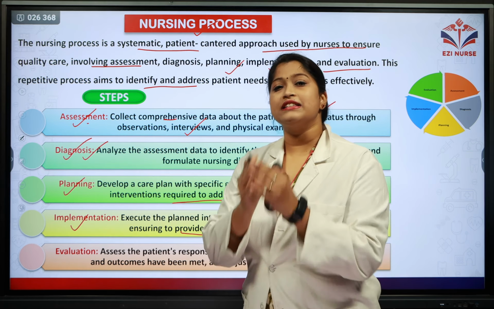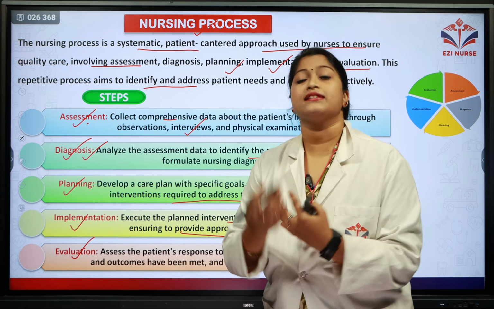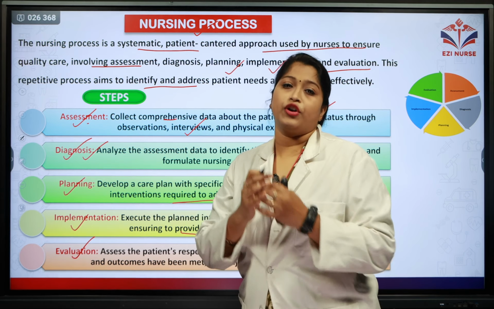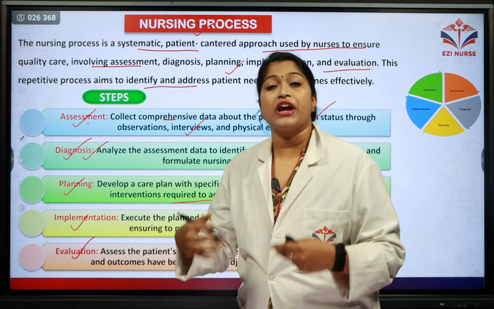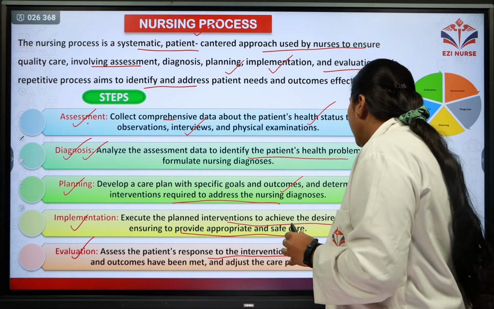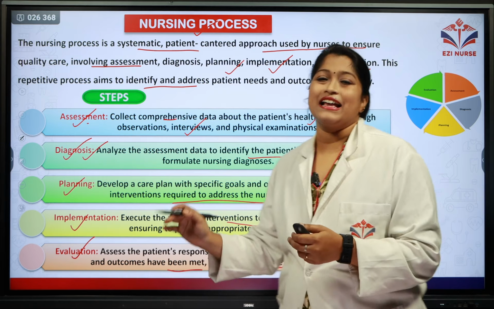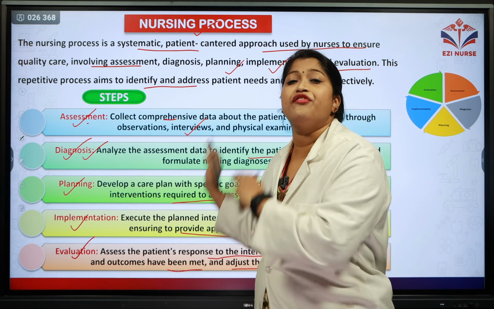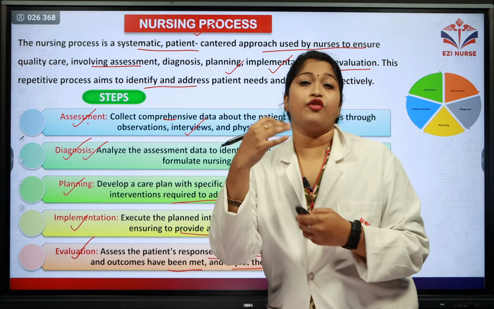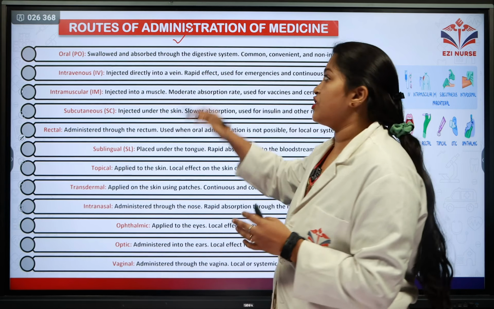And the final step of the nursing process is the evaluation process. What is evaluation? You're assessing whether the care that you have given is effective or not. You're evaluating it, checking it. Assessing the patient's response to interventions, you're determining if the goals and outcomes have been met and adjusting the care plans as needed. So these are the five important steps of the nursing process, which is one of the most important questions for your upcoming exam.